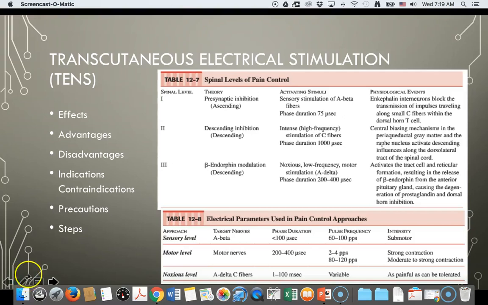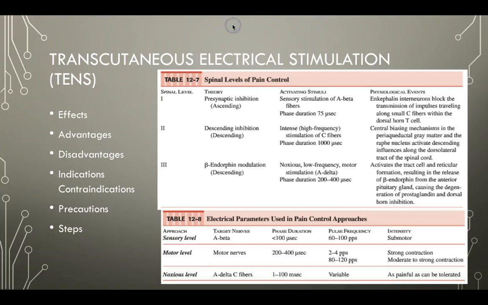Okay, on to our next form of electrical stimulation, which is by far the most common one that we're going to use, and that's what's called transcutaneous electrical stimulation, or TENS. TENS tends to get attached to TENS units, which are portable devices that allow us to do some of these different pain relief techniques. However, TENS is really more of a philosophy of pain control, and so we can do it on our larger machines as well as on a TENS unit.